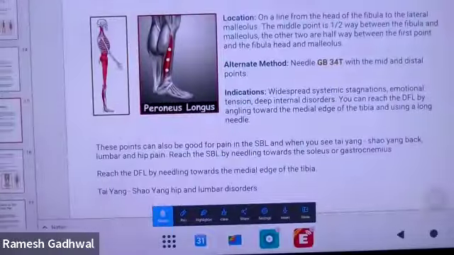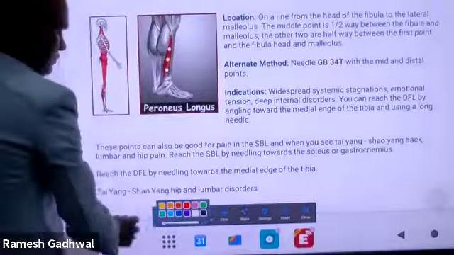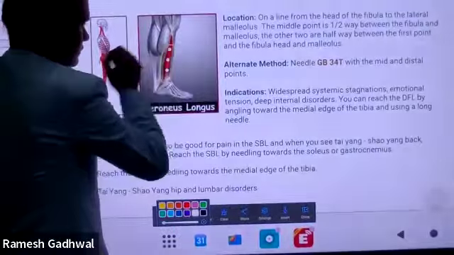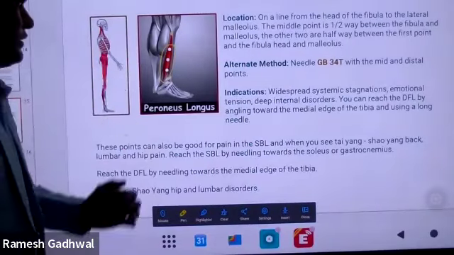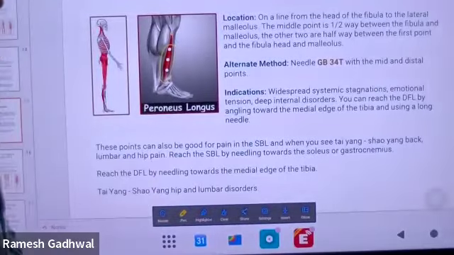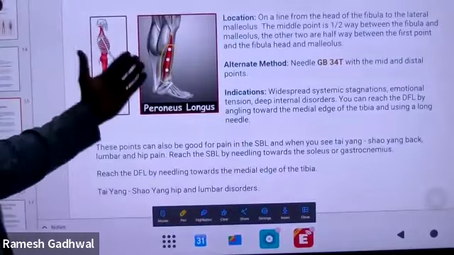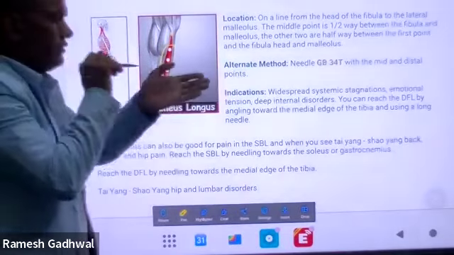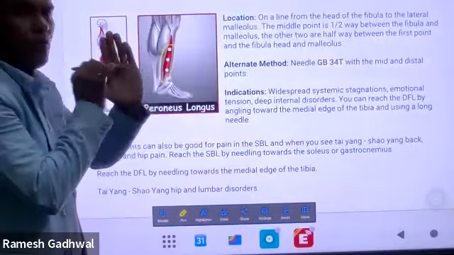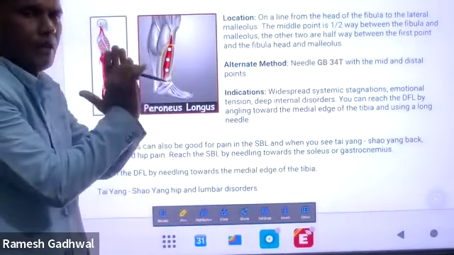So for these points, we are talking about the indications. These points have a great indication: widespread systemic stagnations, emotional tension, deep internal disorders. You can reach the deep front line by angling towards the medial edge of the tibia and using a long needle. How do you put the needle? Angle the needle towards the tibia bone.